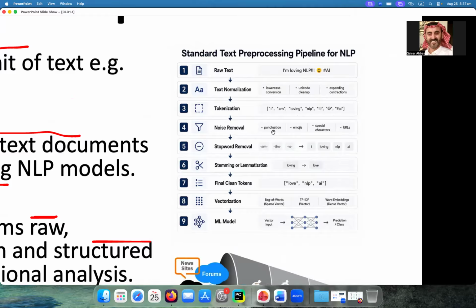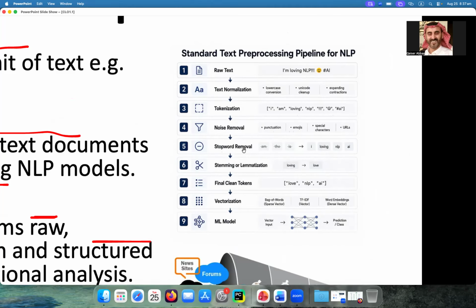So in the noise removal step, what do you normally do? You normally remove punctuation, emojis, some special characters, or URLs. For example, www.nlp.com is written there. This is a URL, so you have to remove it. In this step, this is called noise removal.